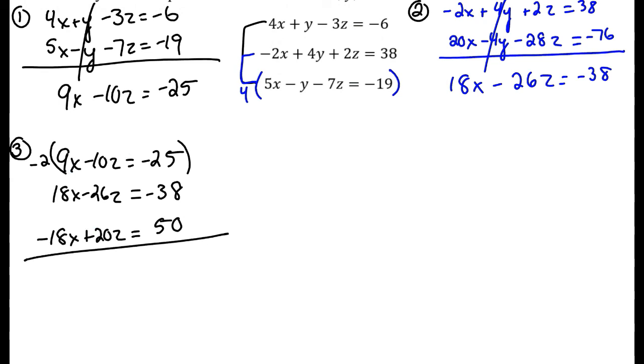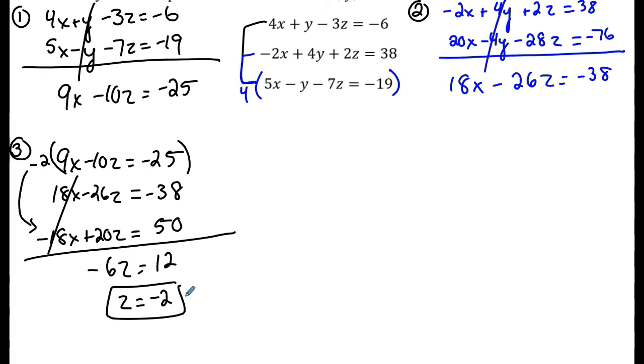I'm not going to rewrite that bottom one again. I just multiplied that by 2 there. Those add to 0. I'm left with negative 6z equals positive 12. Divide by negative 6 and get z equals negative 2. Great. Now we plug that back in.